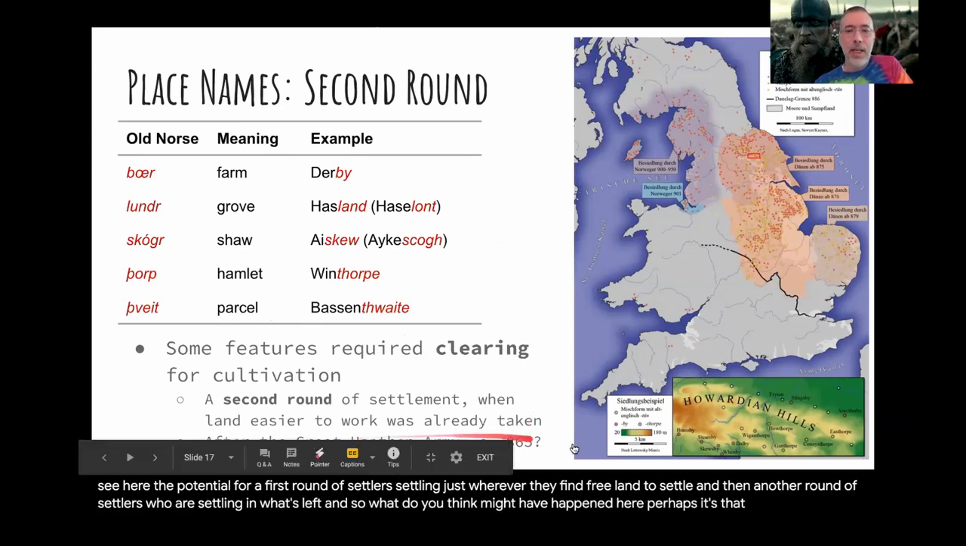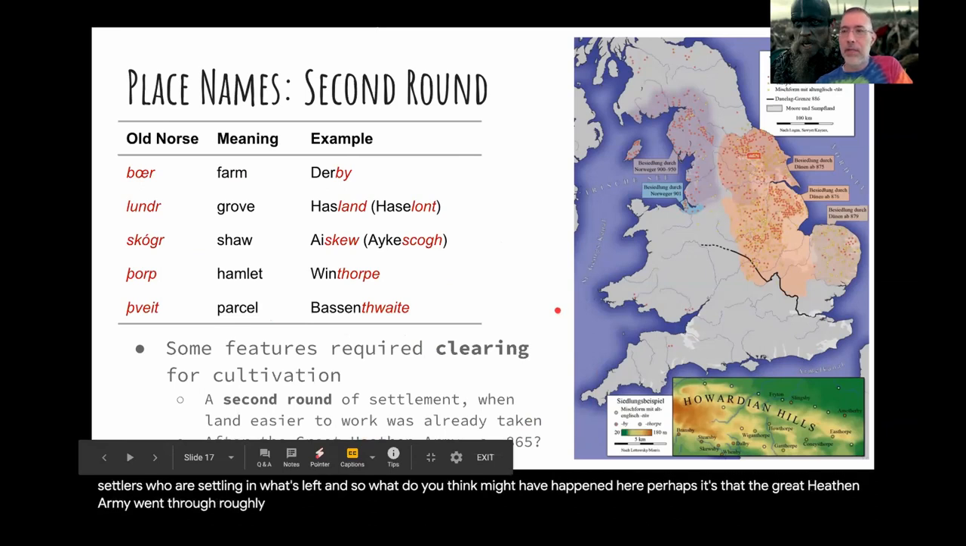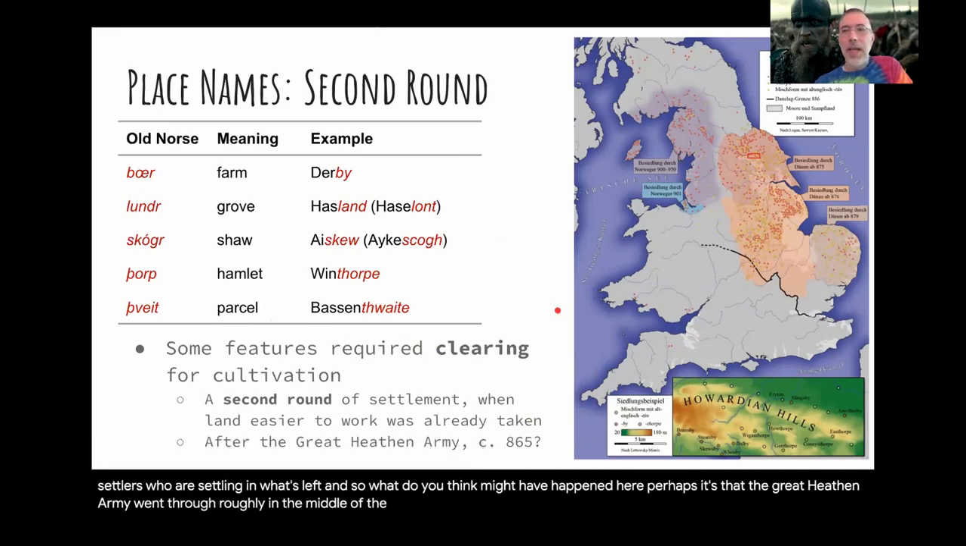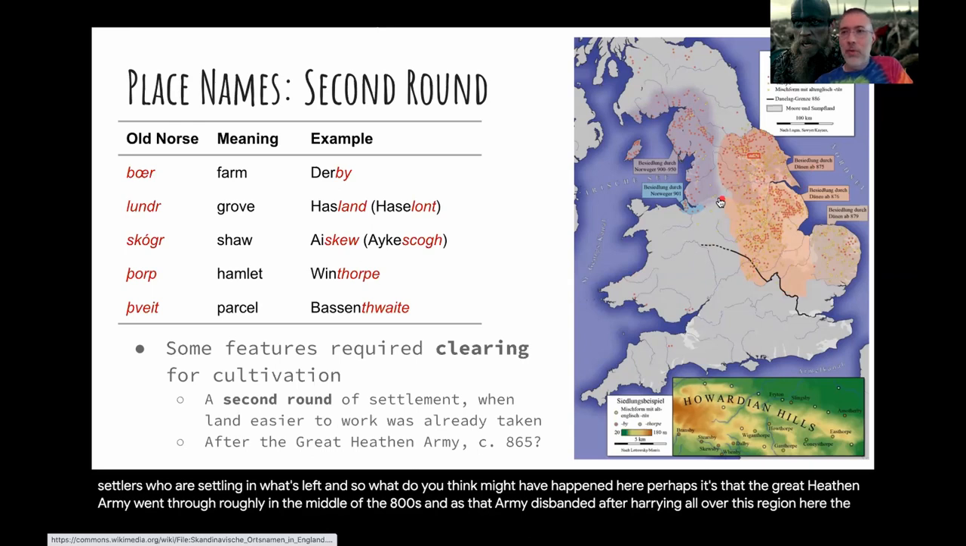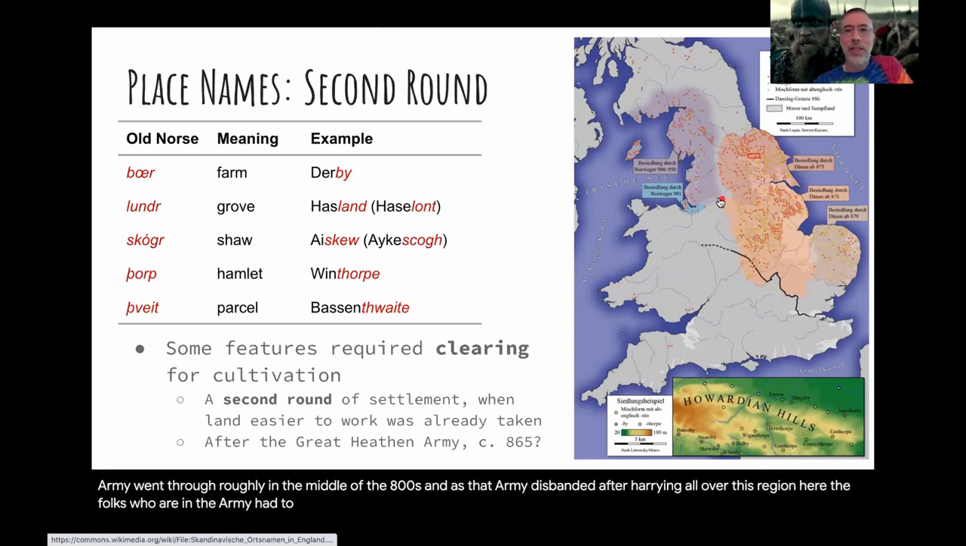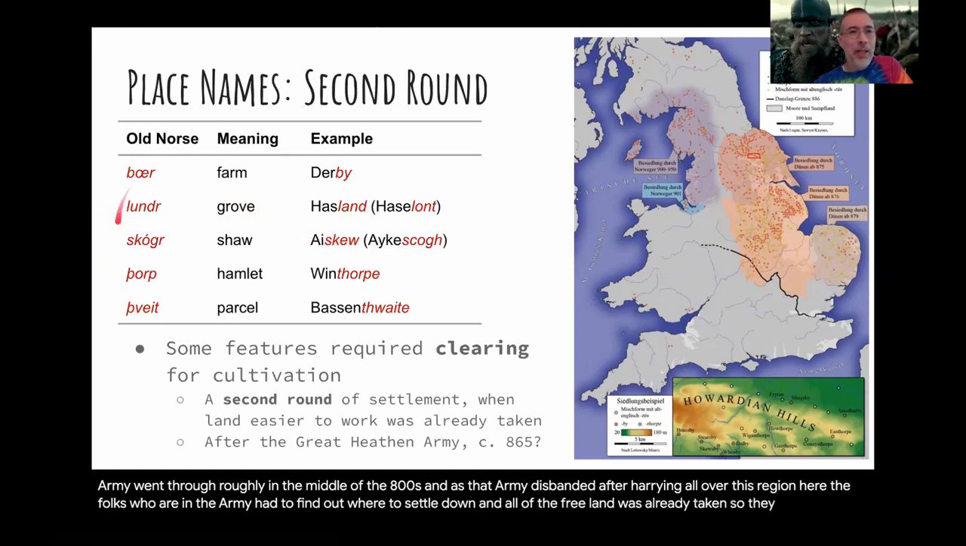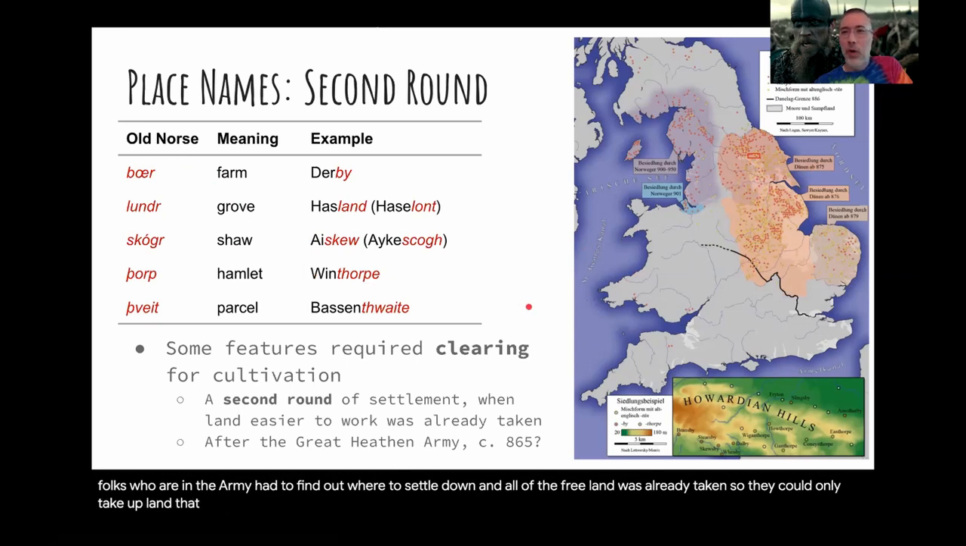Perhaps it's that the great heathen army went through roughly in the middle of the 800s. And as that army disbanded after harrying all over this region here, the folks who were in the army had to find out where to settle down, and all of the free land was already taken. So they could only take up land that had to be worked before it could be settled. So that's one potential idea, right? But if nothing else, you see that the influence of Scandinavian languages on English of this period is really profuse.